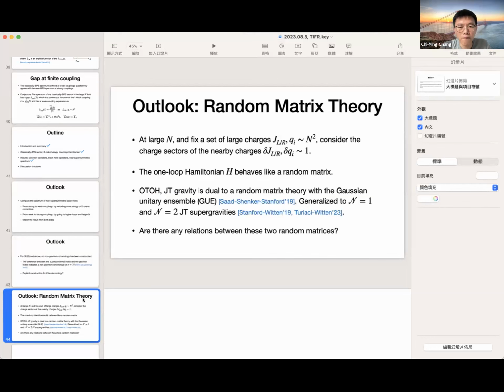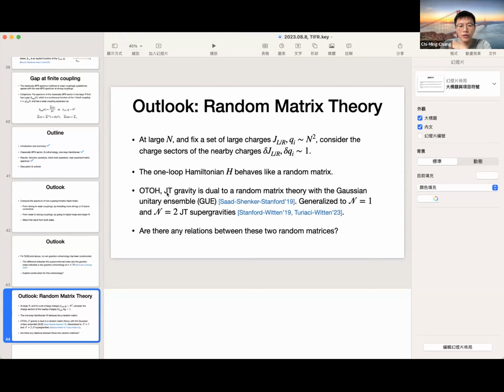And finally, if we consider large n at fixed large charges, say both the angular momentum and the R charge of order n squared, but we also allow some errors in these charges, say of order 1. Then at each precise angular momentum and R charge, there is one root Hamiltonian. But if we allow this error, there will be some randomness. That naturally gives us some random matrix.